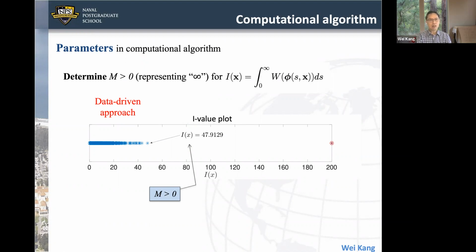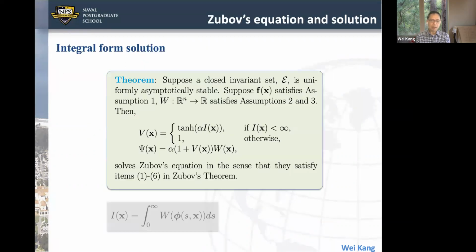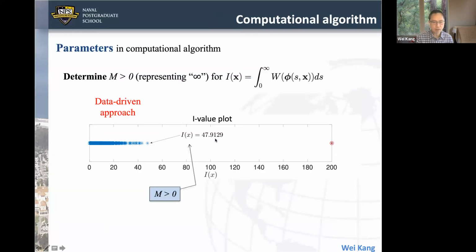But numerically, you have to use a large finite number to represent infinity. So that is one hurdle in terms of numerically implementing this solution. To numerically compute the solution, you have to ask yourself, how large is infinity? Now, for this part, I use a data-driven approach.